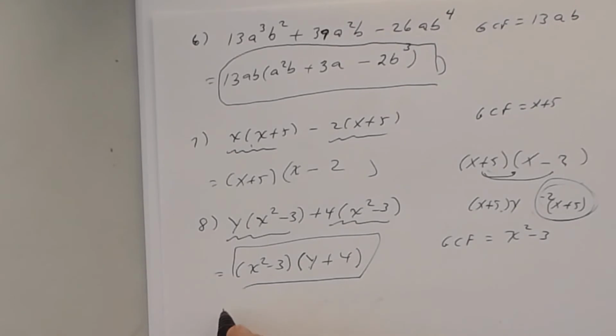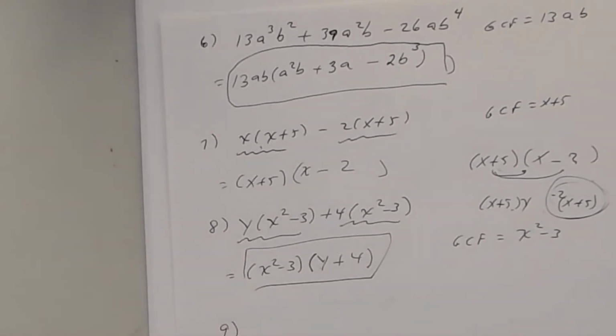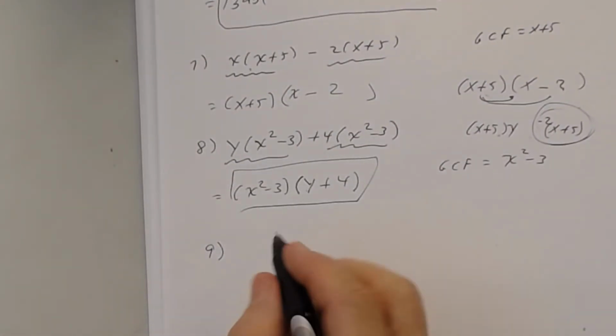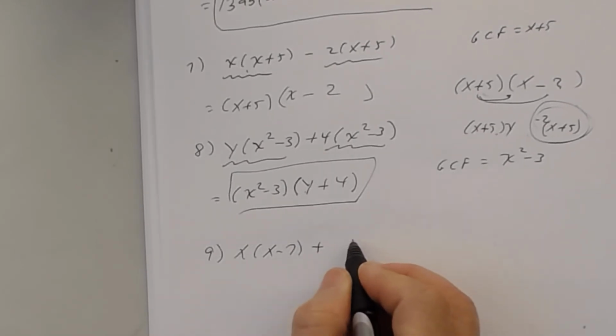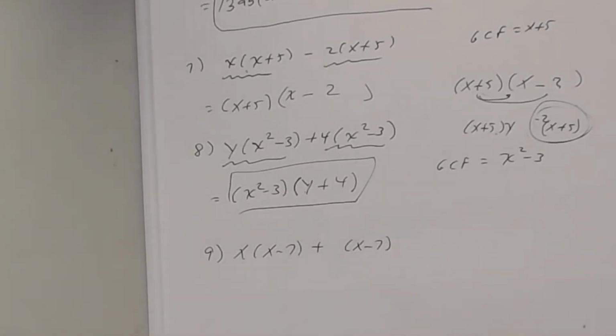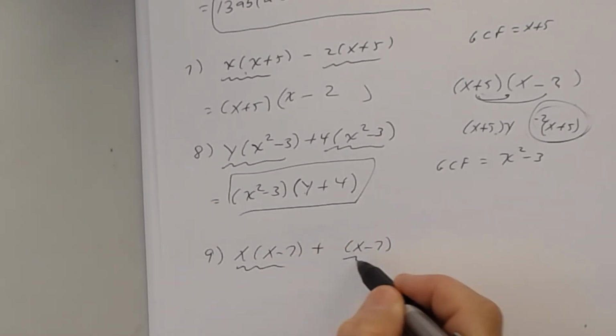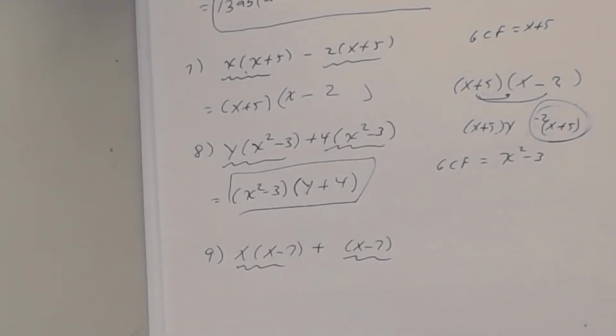All right. Number 9. Suppose number 9, I had this. I had x times x minus 7 plus, and then x minus 7, just like that. All right, so I'm going to underline them just like I did before. I'm going to underline the first term and the second term. Okay?